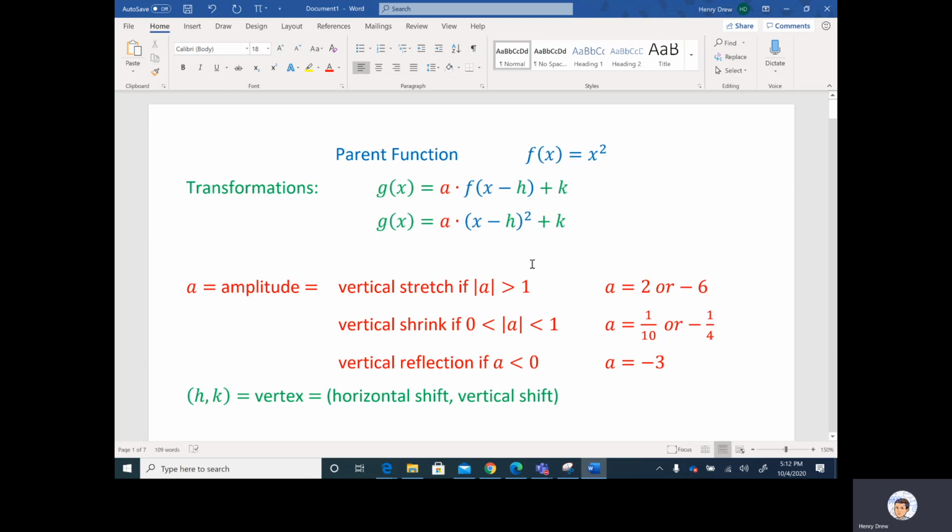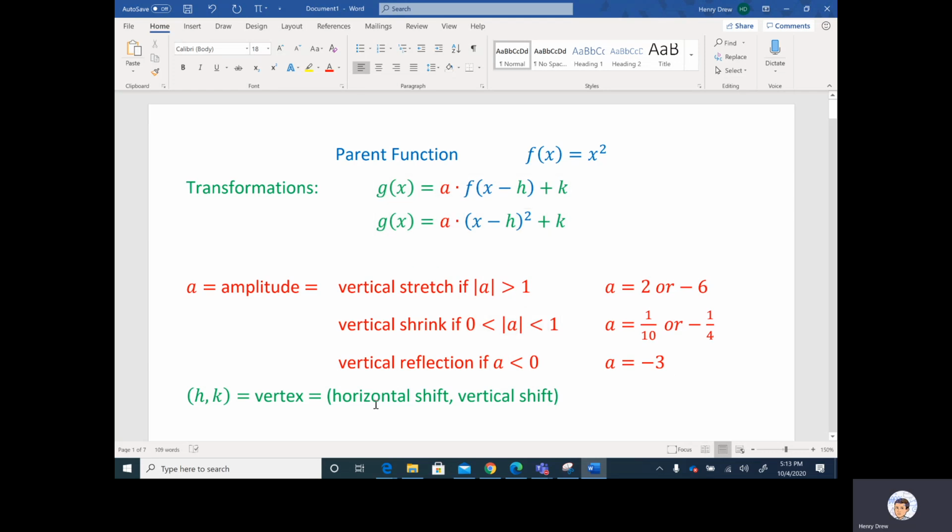A is going to be our amplitude, and if a is a value whose absolute value is greater than 1, meaning it could be positive or negative, but when we take the absolute value, if it's larger than 1, then it's going to look as though it's a vertical stretch. If it's some fraction or decimal between the values of 0 and 1, positive or negative, it's going to be a vertical shrink. The negative tells us that it's going to reflect vertically, which means it's going to be oriented downward. So that's the a value sitting out front.